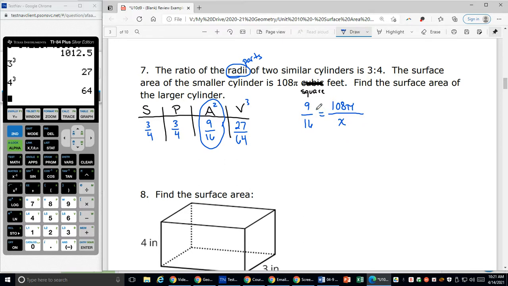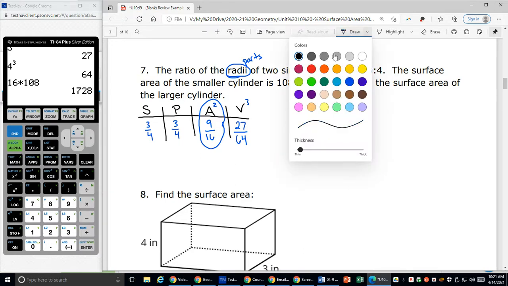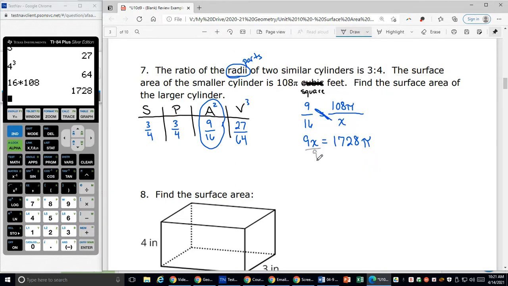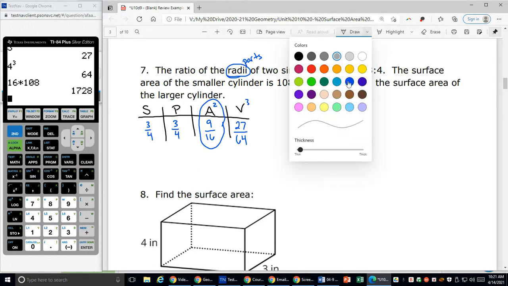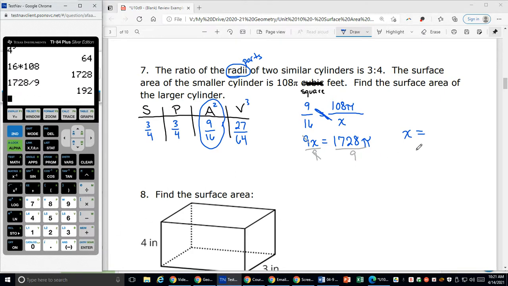All right, cross multiply. 9 times x equals 16 times 108 pi. Notice when I put it in the calculator, I didn't put the pi. So that's going to be 1728 pi. To get the x by itself, all I need to do is divide both sides by 9. Again, when I divide, I'm not going to put the x or the pi in the calculator. I'm just going to do 1728 divided by 9, which gives me 192.